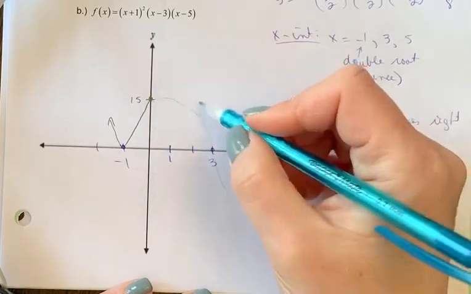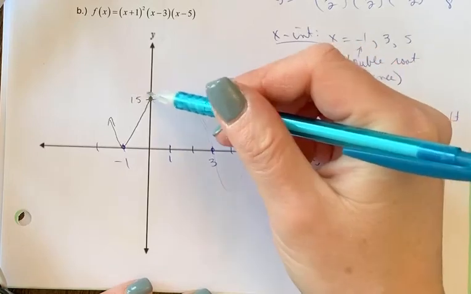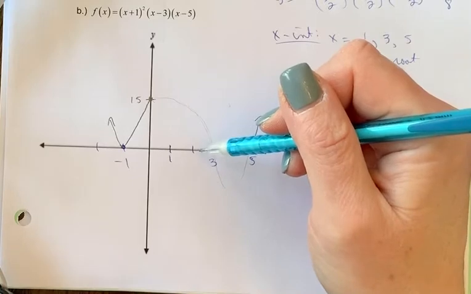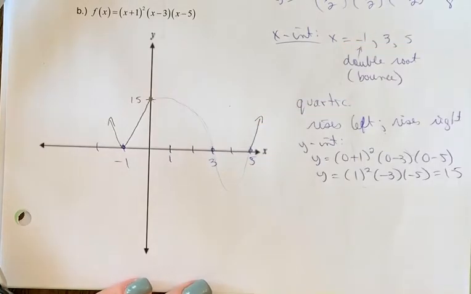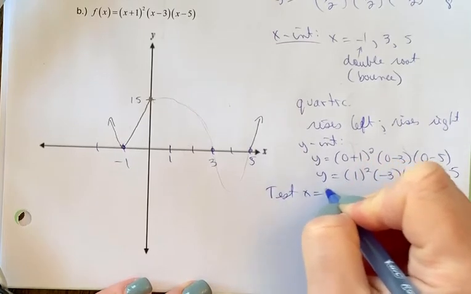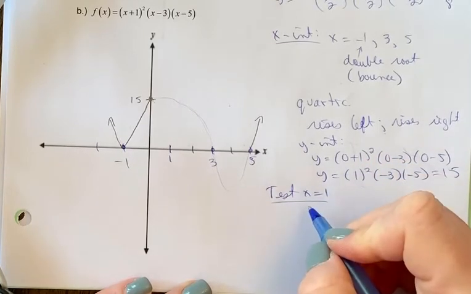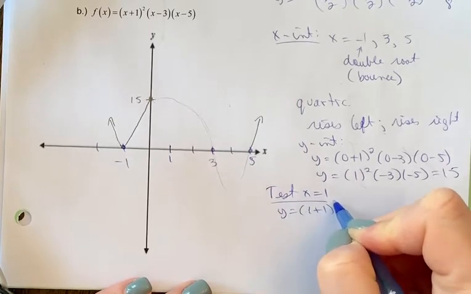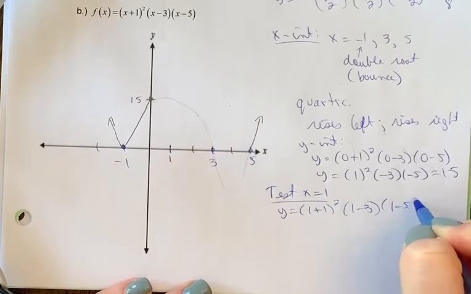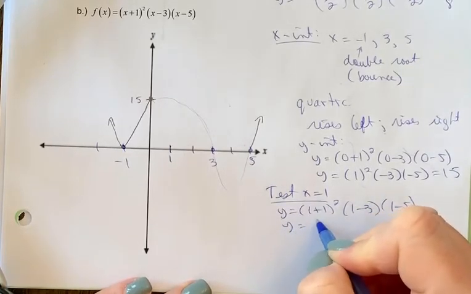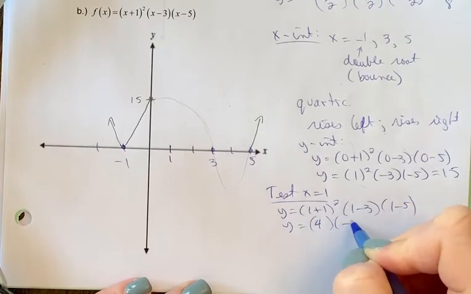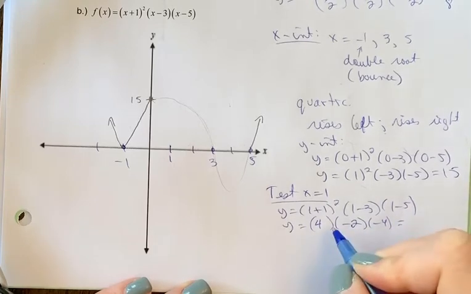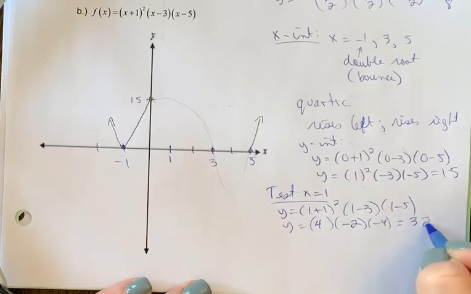But to be more accurate, I might want to test a point. I've done this lightly in pencil. I might want to test a point between 0 and 3. Whether I pick 1 or 2, you don't have to be perfectly accurate. We'll just pick a point. So let's test our x equals 1 so that we can be more accurate. We're not guessing on the distance here. So when I do that, I'm going to plug in 1 for x. So we're going to get 2 squared, or 4, times -2 times -4. So when you calculate this, you're going to get 32.